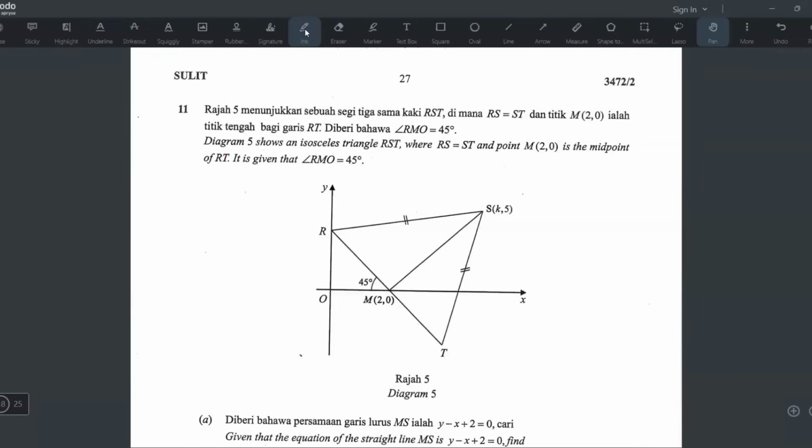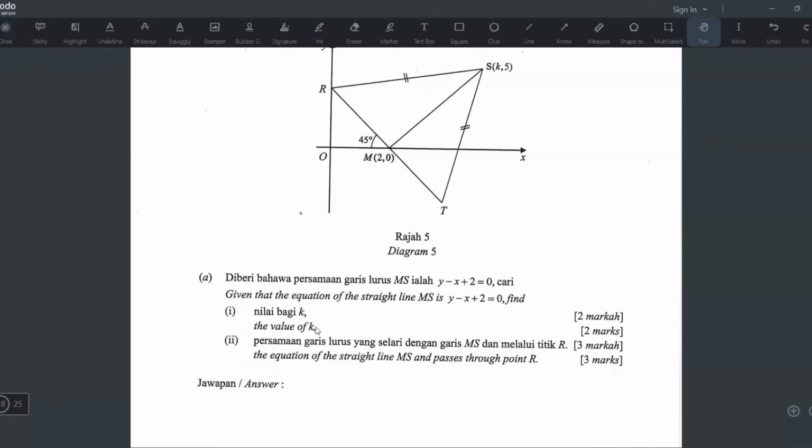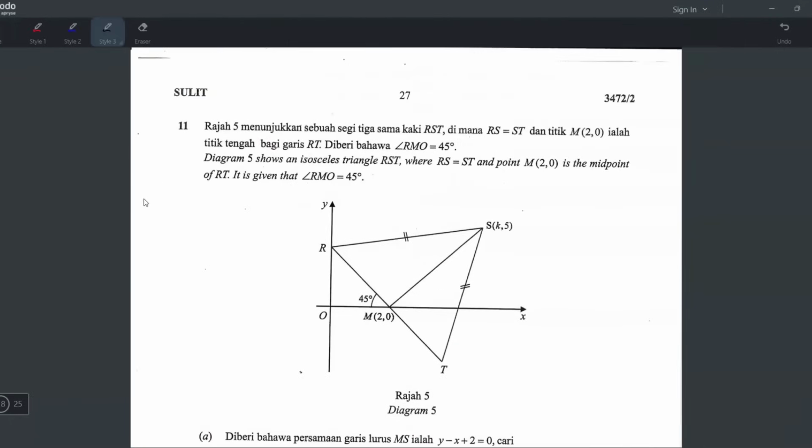Okay, I'm going to do 11 now. What chapter is this? So I see coordinate, I see equation. Okay, confirm. Form 4 chapter 7. It's called the coordinate geometry chapter. Okay, let's do it together.